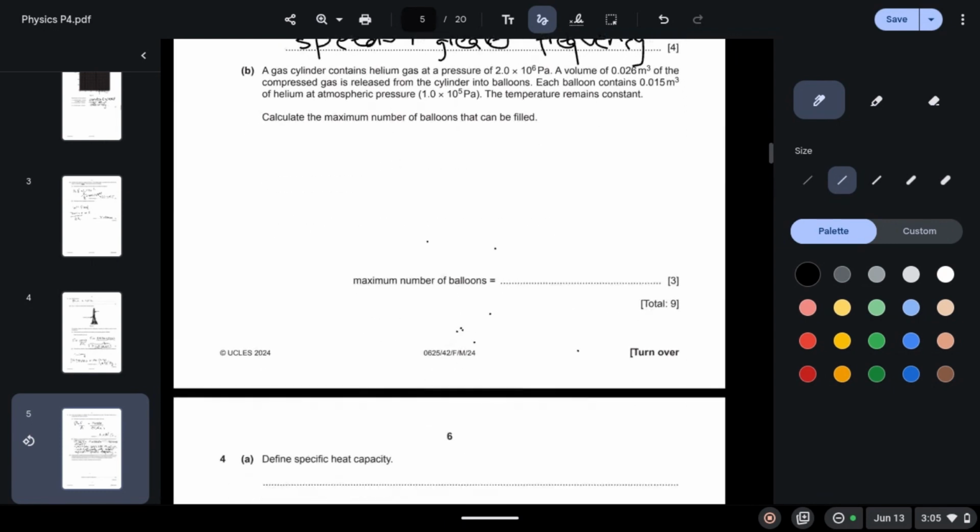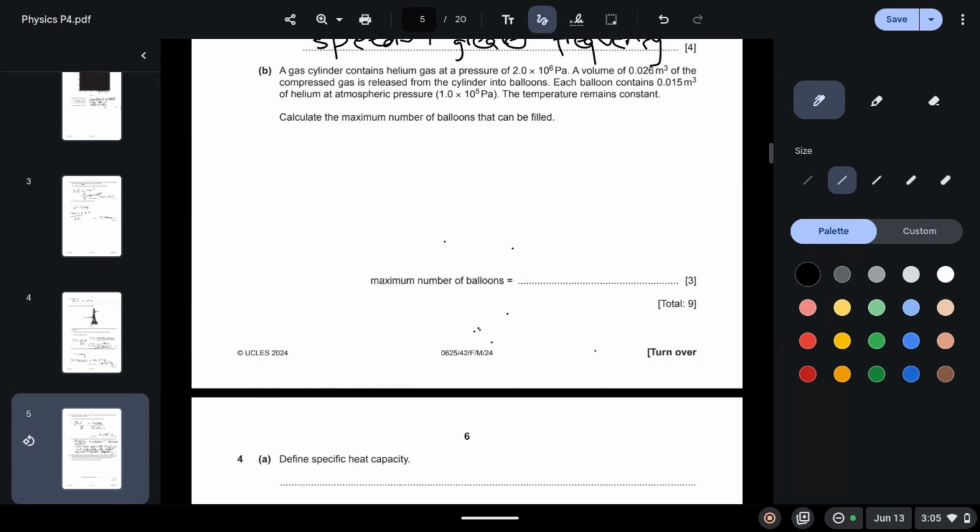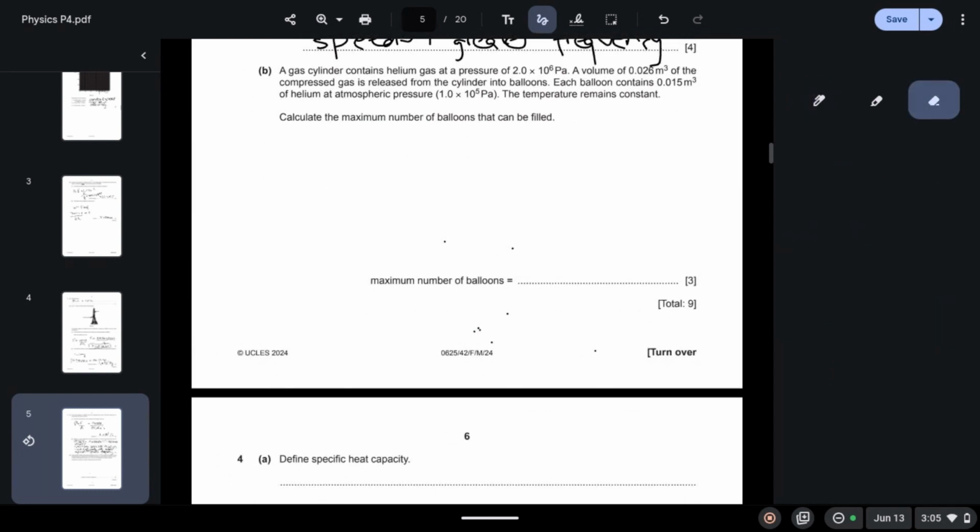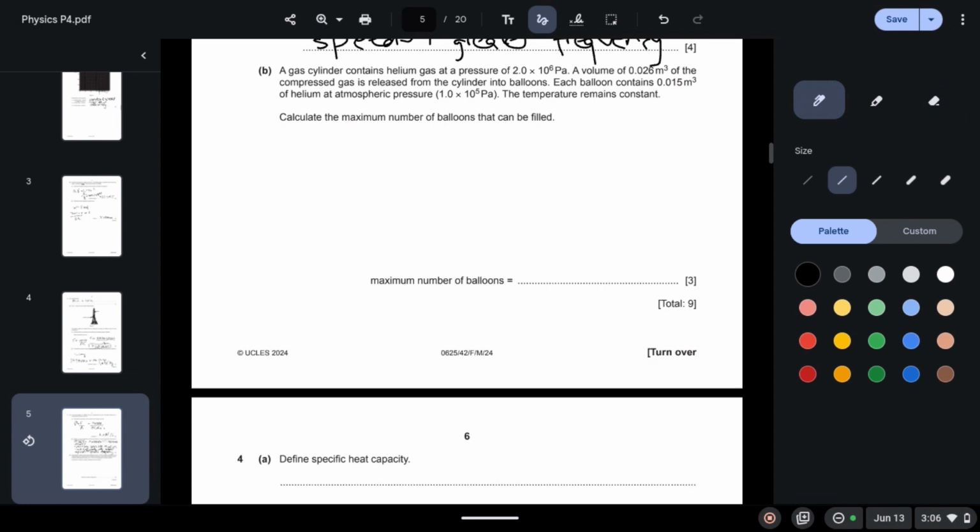A gas cylinder contains helium gas at a pressure of 2 into 10 to the power 6 pascals. A volume of 0.0226 meter cube of the compressed gas is released from the cylinder into balloons. Each balloon contains 0.015 meter cube of helium at atmospheric pressure. The temperature remains constant. Calculate the maximum number of balloons that can be filled.